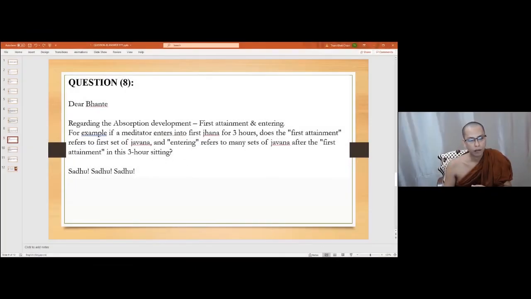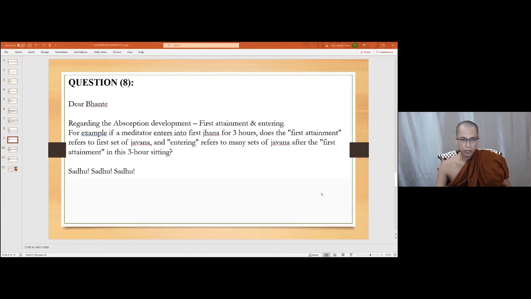So the next question is regarding the absorption development, first attainment and entering. For example, if a meditator enters into first jhana for 3 hours, does the first attainment refer to the first set of jhana, and entering refer to many sets of jhana after the first attainment in this 3 hour sitting? Okay, so let's make sure what the first attainment is. First attainment means the absorption jhana in that life. Before that absorption jhana, there is no absorption jhana in that life. That is called the first attainment.